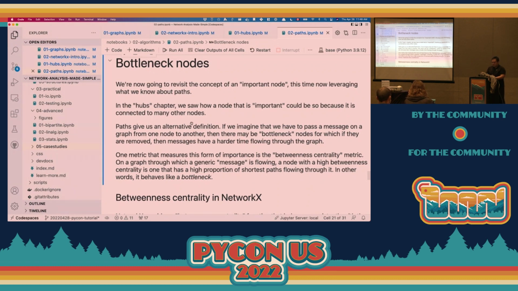What we call this is the betweenness centrality metric, right? And what the betweenness centrality metric measures is how many shortest paths run through a particular node relative to all of the shortest paths that could exist in the graph, all right? That is the betweenness centrality metric.